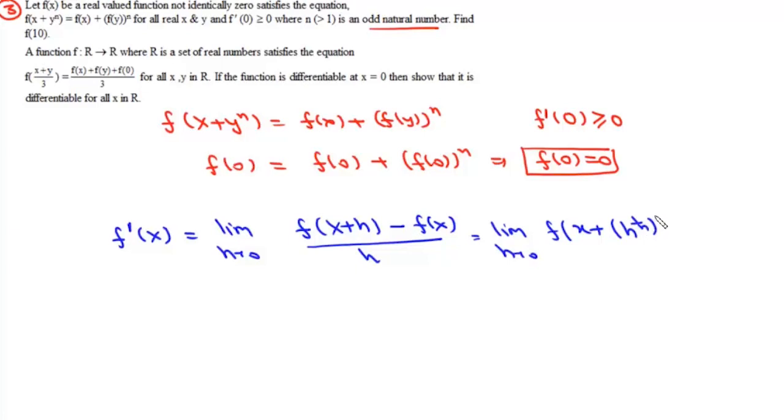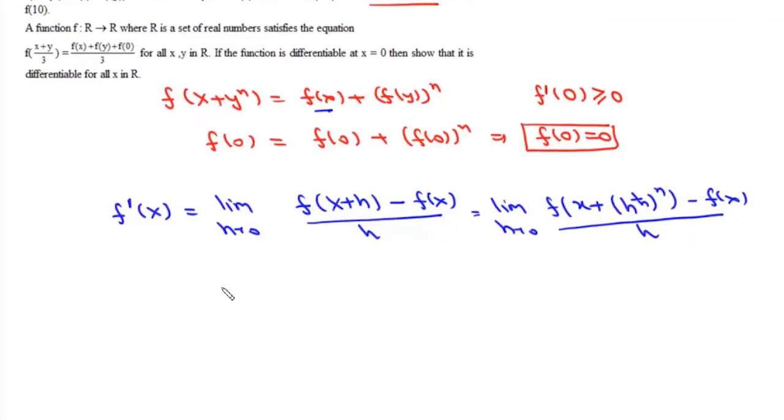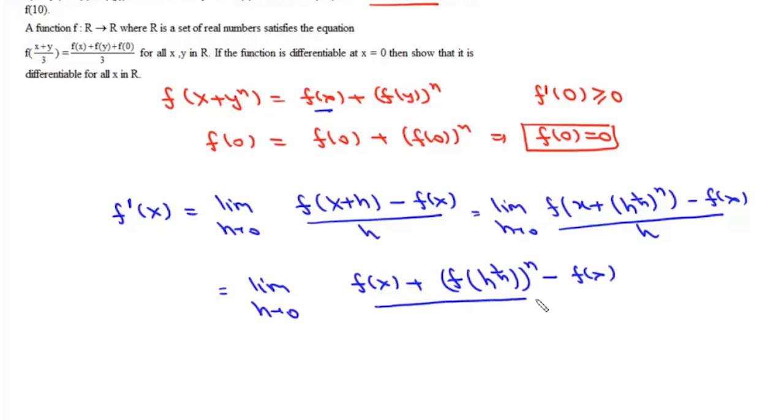Now we write this h as this limit h tends to 0, f of (x plus h) to the power 1 by n, whole to the power n, minus fx upon h. Now we know that f of (x plus y) to the power n is fx plus fy to the power n. So we can write this as this limit h tends to 0, this fx plus fh to the power 1 by n, whole to the power n, minus fx divided by h. Now this fx and fx will cancel.